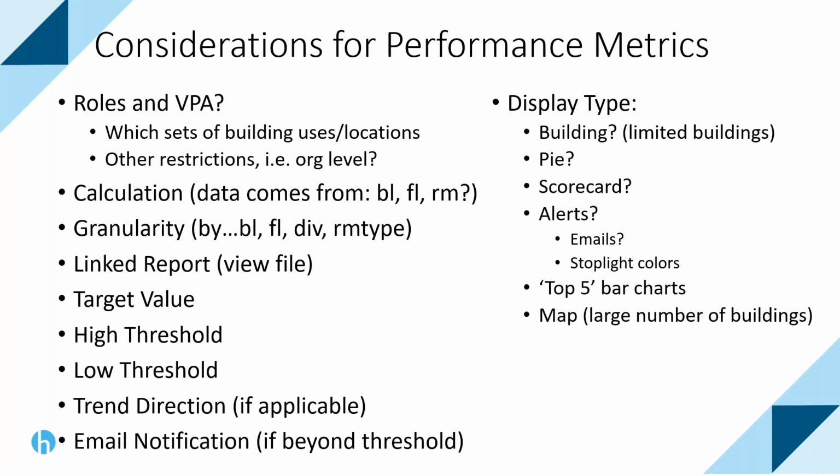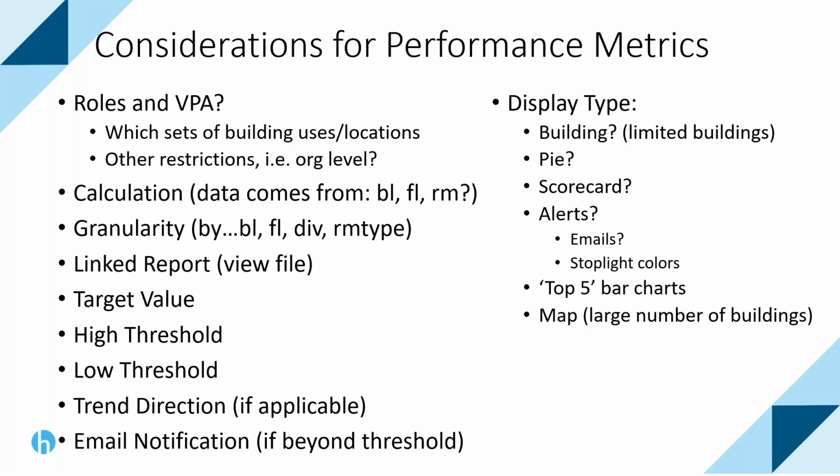What are the target values for the metrics? Is it a percentage? Is it a number, etc.? Are there thresholds, above or below the target value? What direction is the trend that you want to show? Do you want things to be going up, going down? Are they supposed to be on target? That type of thing. Are they supposed to be 0, for example? And then do you also want email notifications to go out whenever you hit those thresholds? So those are things to discuss.